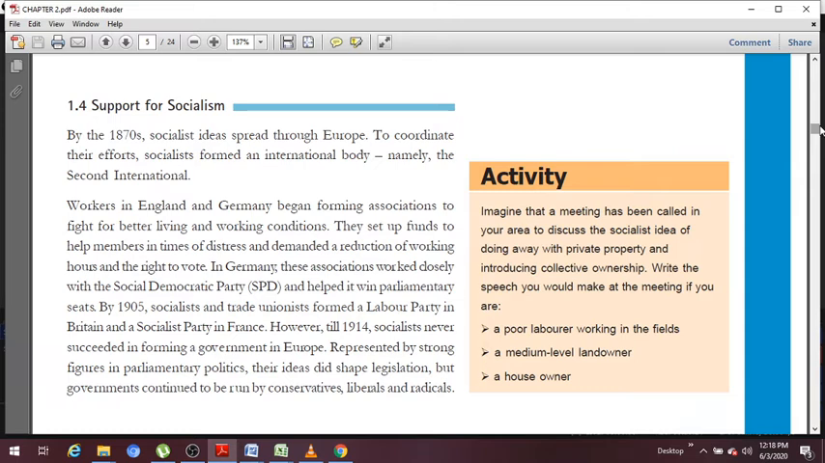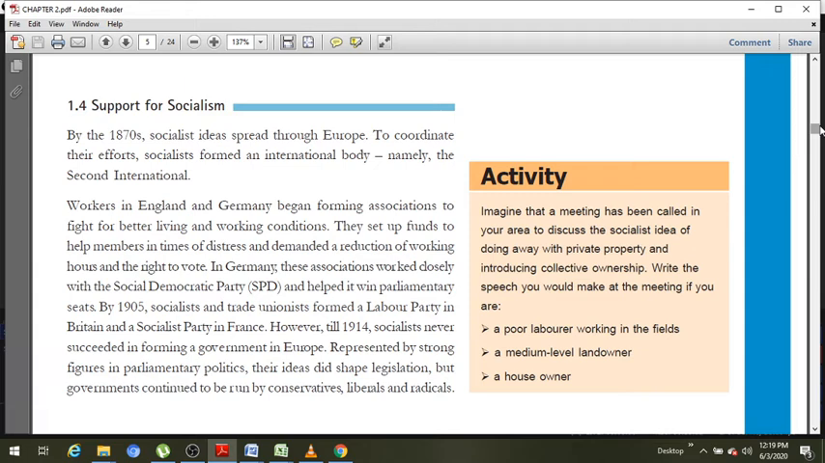Workers in England and Germany began forming associations to fight for better living and working conditions. As we have seen in the previous topics, after industrialization the society was moving towards complexity. There were problems of sanitation, towns were being set up, so working conditions were not well defined. The workers were not getting appropriate remuneration or wages, so there was a conflict between the employers and employees. So they set up funds to help members in times of distress and demanded a reduction of working hours and the right to vote. So the laborers demanded these things.